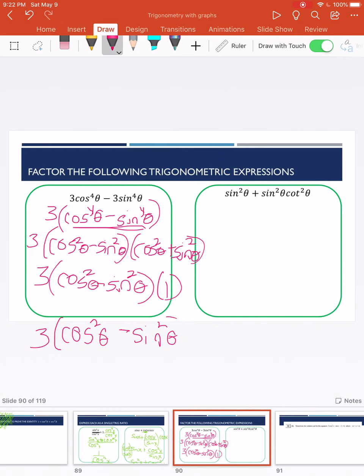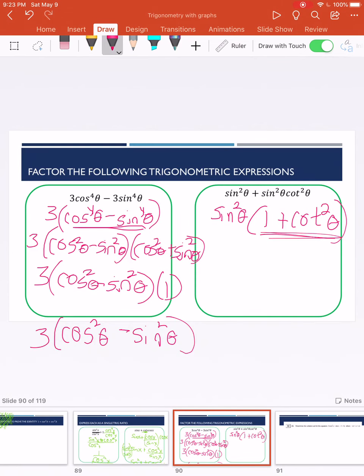Great. Okay, let's try over on the right side. So when I look at sine squared theta plus sine squared theta cotan squared theta, hopefully I should recognize I can factor out a sine squared theta there. Sine squared theta divided by sine squared theta leaves me with 1 because anything divided by itself is 1. If I take a sine squared theta out of the second term, I'd be left with cotan squared theta.